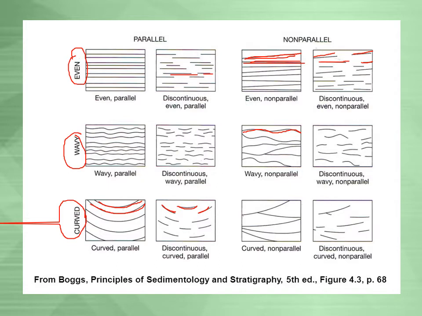Here the bounding surfaces are curved, they are continuous but not parallel to each other. In this picture, bounding surfaces are curved, they are discontinuous, and they are non-parallel, that means the bounding surfaces are not parallel to each other. So depending on the nature of bounding surfaces, whether they are parallel, whether they are even, or whether they are continuous, on these three properties a sedimentary layer can be grouped in these 12 varieties.